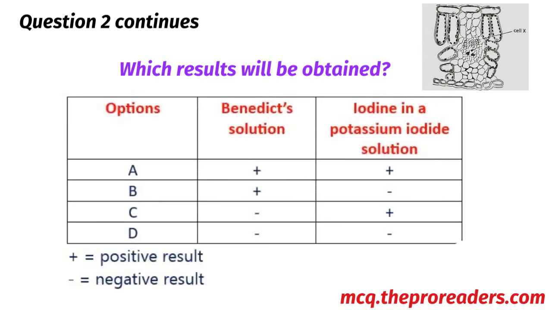Options: Benedict's solution, iodine in a potassium iodide solution. A. Positive, positive. B. Positive, negative. C. Negative, positive. D. Negative, negative. Option D, negative, negative, is the correct answer.